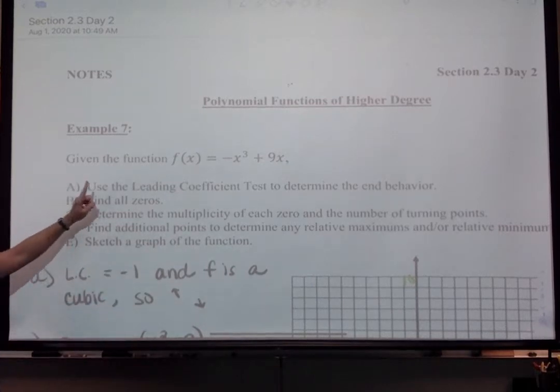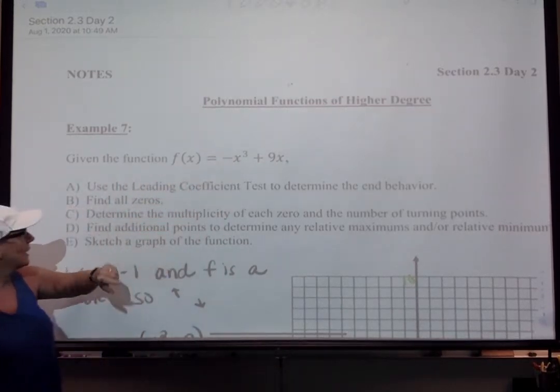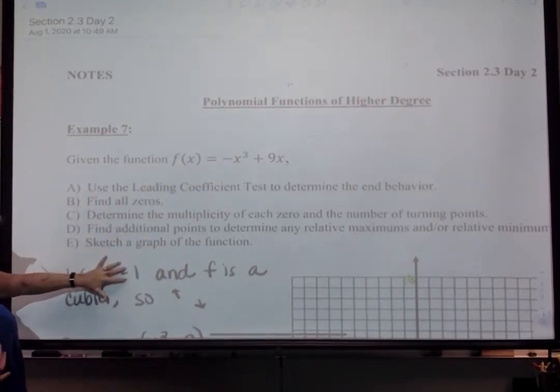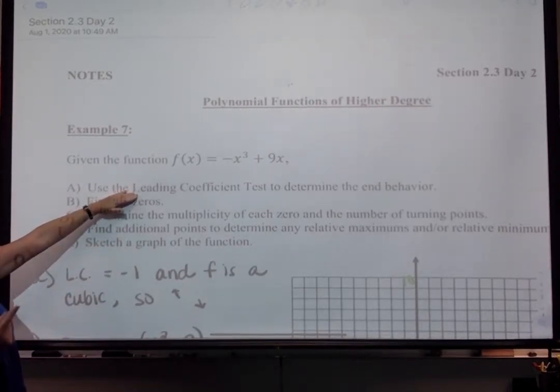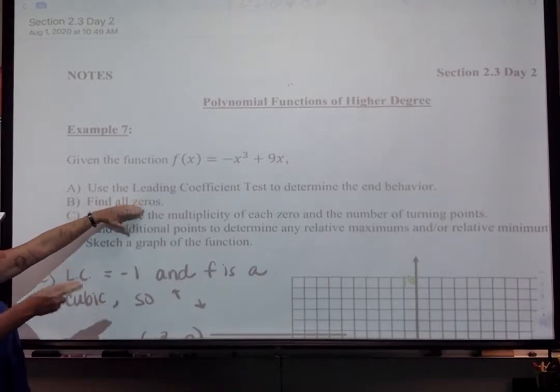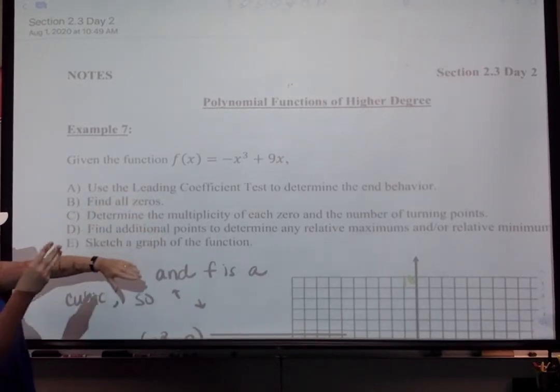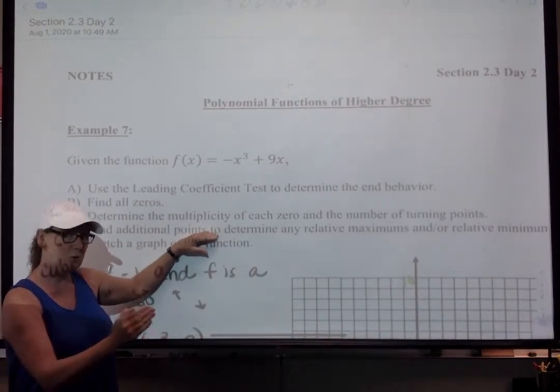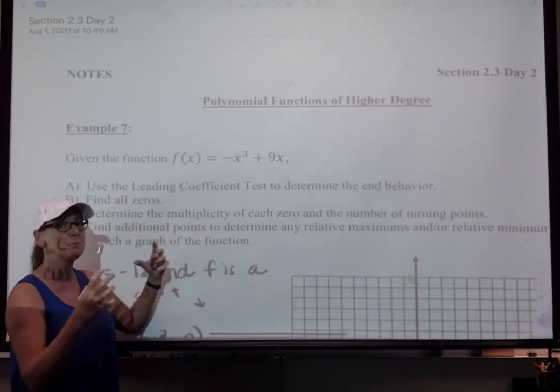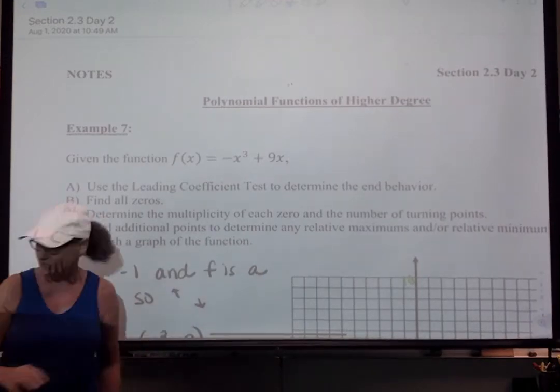So the first one we have is a cubic, and it kind of walks us through how to graph it. First of all, use the leading coefficient test to look at end behavior. Find the zeros, find the multiplicity of each zero, find the turning points. Get a few extra points to see the true shape of the graph, and then sketch it.